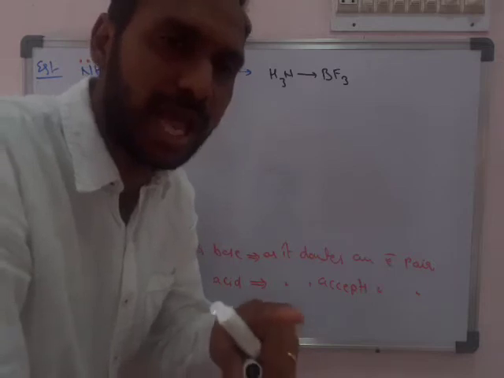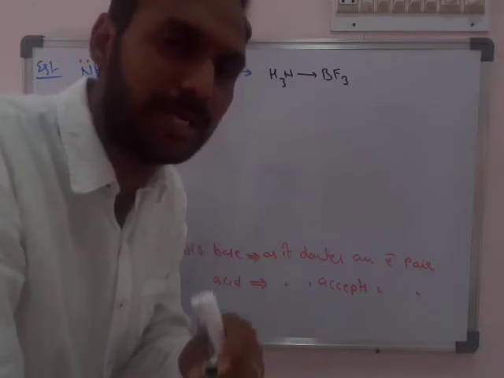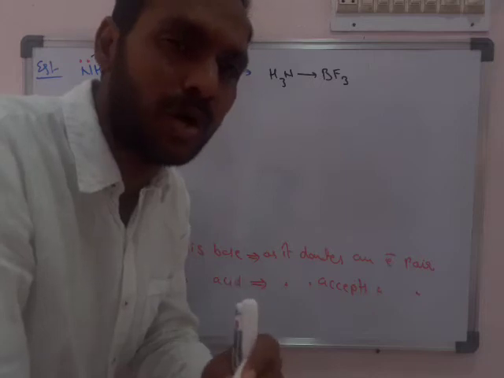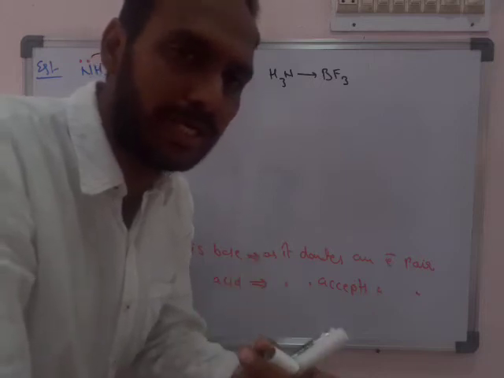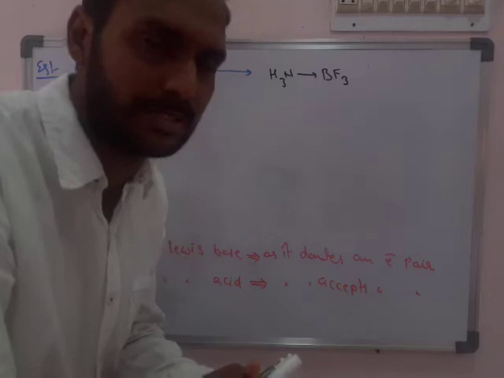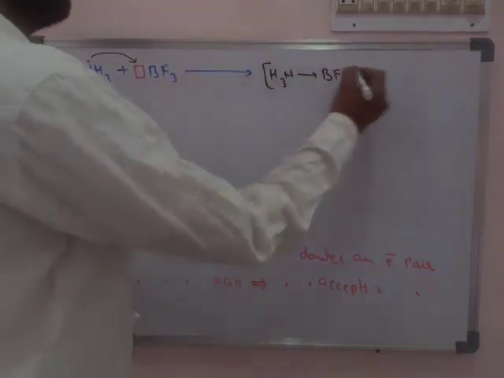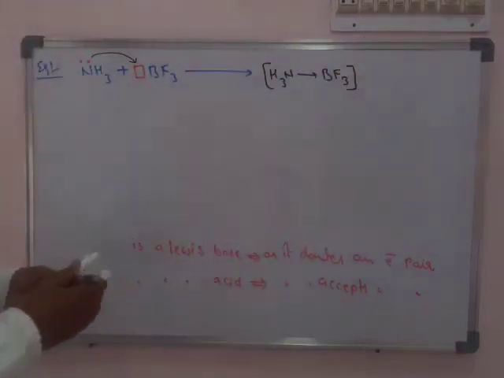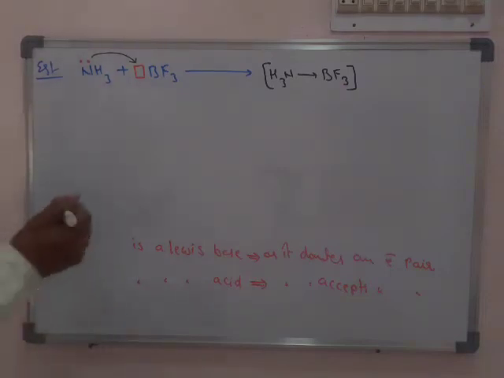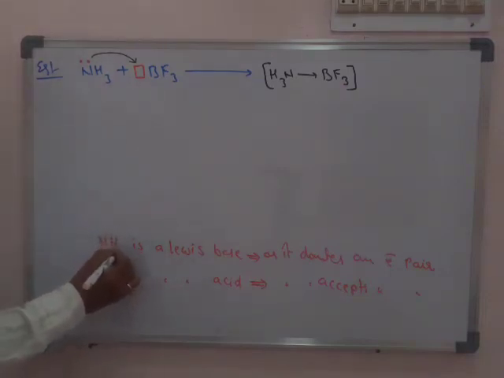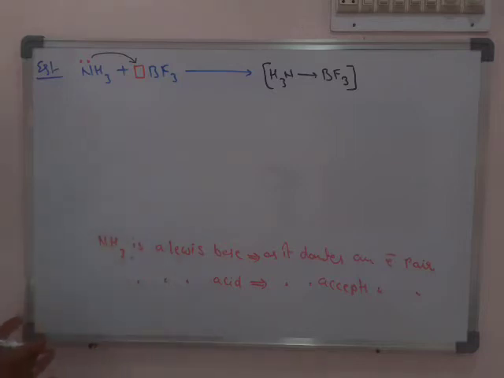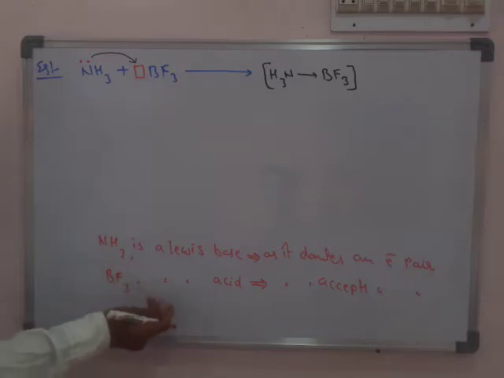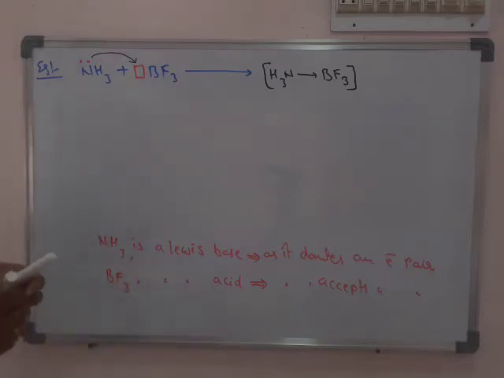In BF3, which atom accepts the electron pair? The boron. Generally, central atoms are involved in donating and accepting electron pairs. So there is a formation of a dative bond here. Next, we can write here NH3 works as a Lewis base. We have to write the sentences separately. NH3 is a Lewis base as it donates an electron pair. Let's see what boron trifluoride is. Boron trifluoride is a Lewis acid because it accepts an electron pair.